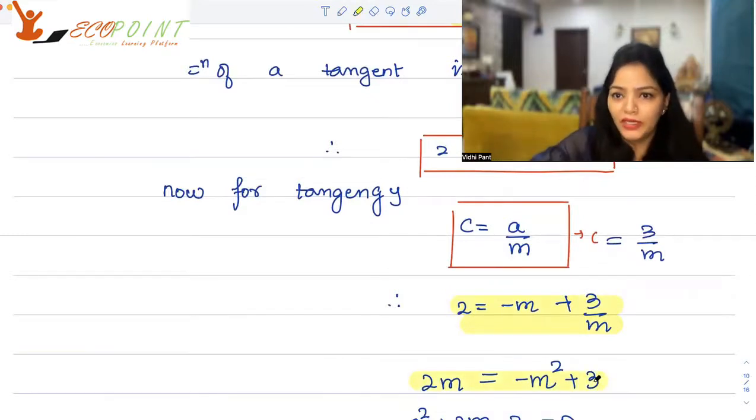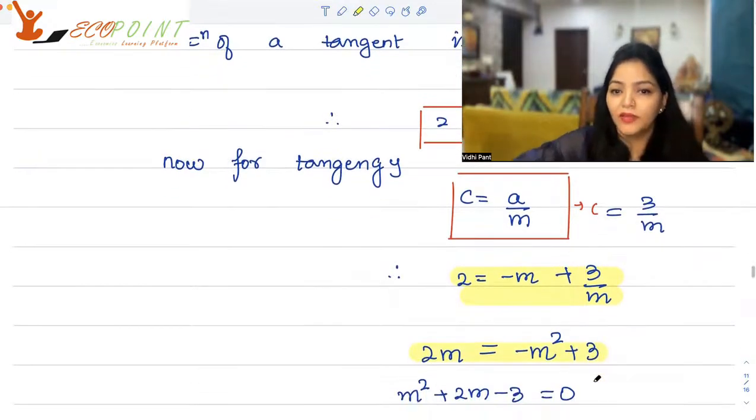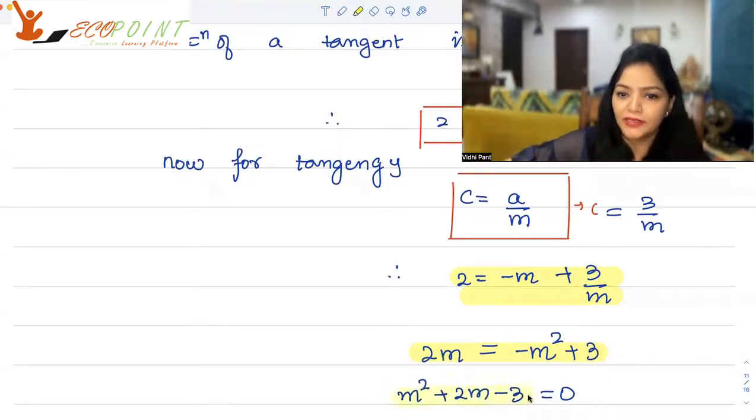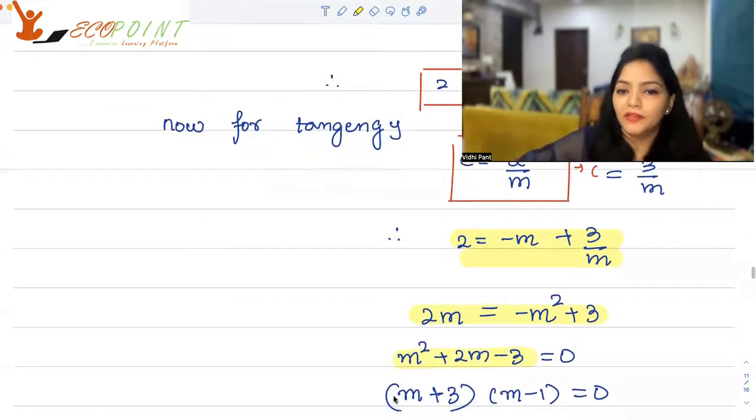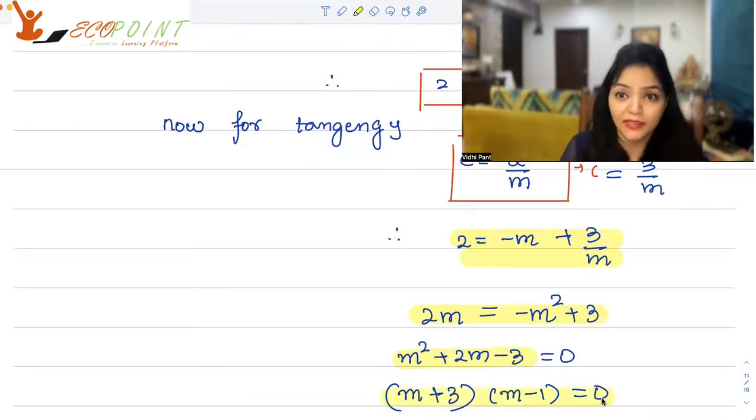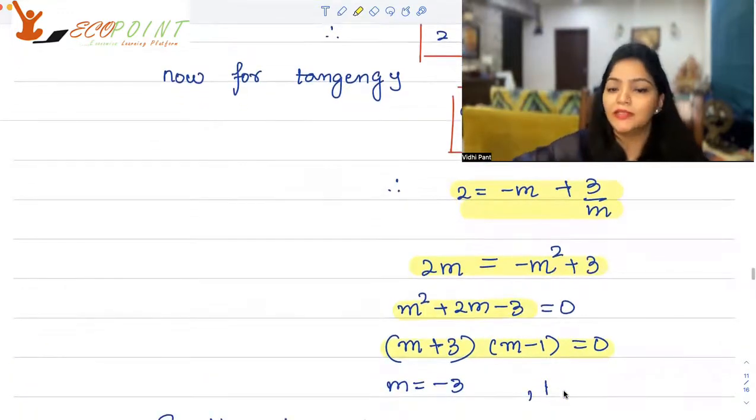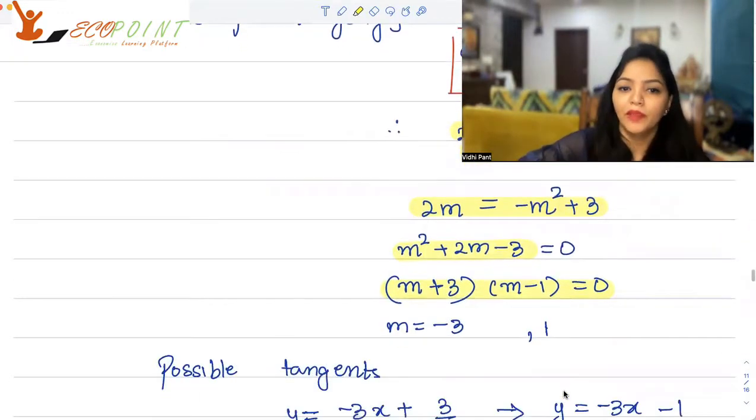Let me create a quadratic. m square plus 2m minus 3 equals 0, taking everything to one side. I think I can factorize this. You have -3 here, you have 2m here, so you can take 3 and -1. So the two factors that you will get are (m plus 3) into (m minus 1) equals 0, which means m could be -3 or m could be 1. So m could be -3, m could be 1.